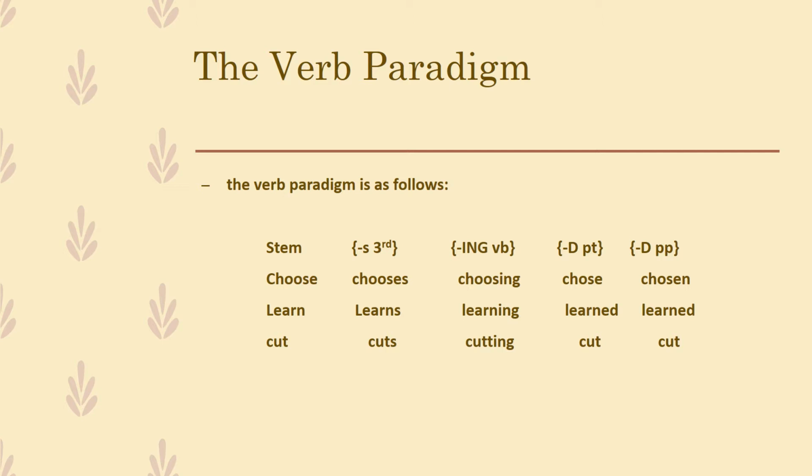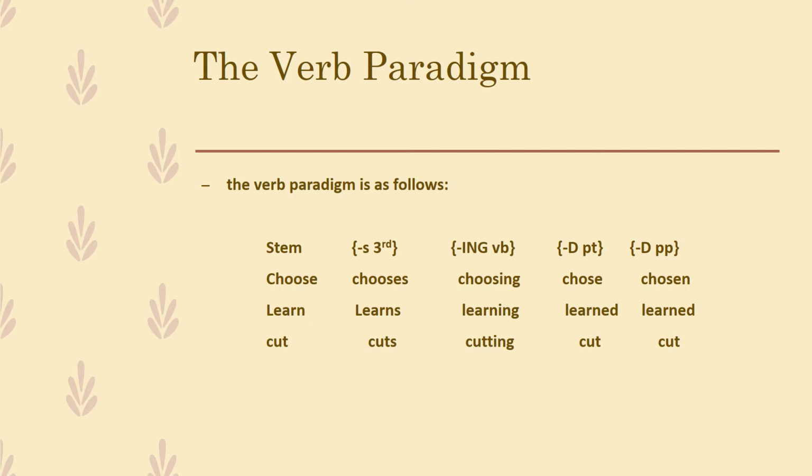A verb may have 5 forms, like choose. This is the stem. Chooses with the third person singular s. Choosing by adding an ing. Chose by having a past tense form. Chosen by having a past participle form. Here we have an irregular past. So here the verb choose has 5 forms.